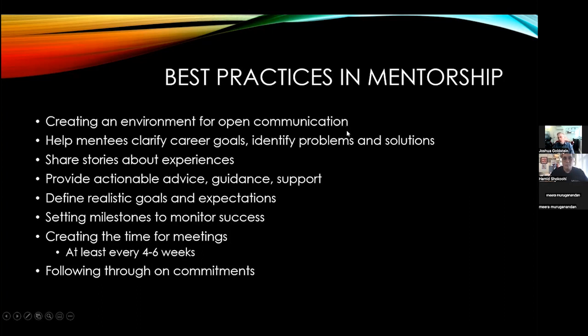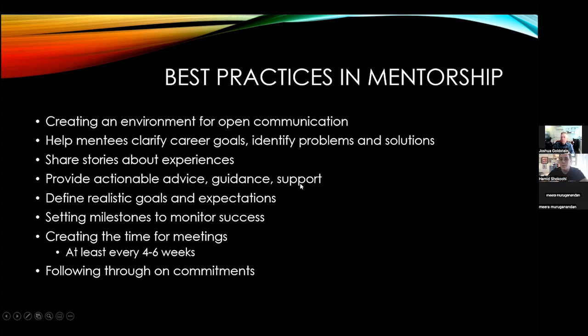Conflict. Wherever you are, there's going to be conflict. There's going to be somebody who's a jerk. Hopefully it's not going to be you, but honestly, sometimes it's going to be you. And you want somebody with whom you can have a really open conversation. Somebody should be helping mentees clarify their career goals, identify problems and solutions. This should be somebody you can have an open discussion about the problem with, and who can actually be helpful with a solution. Somebody who shares stories about their own experiences, both good and bad. You want to hear about the scars and their failures.